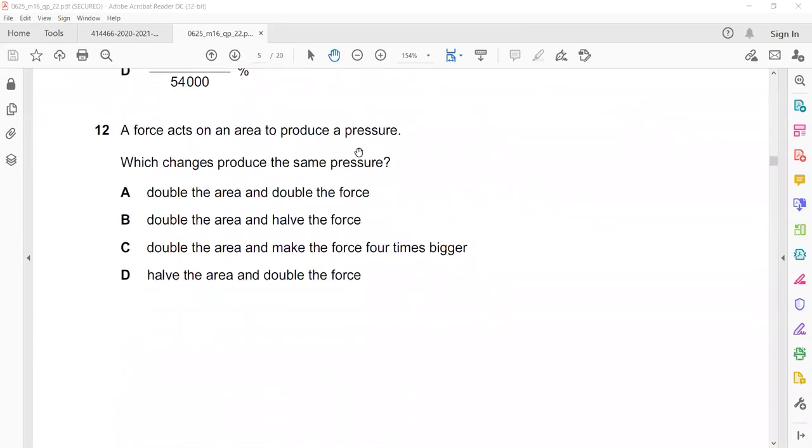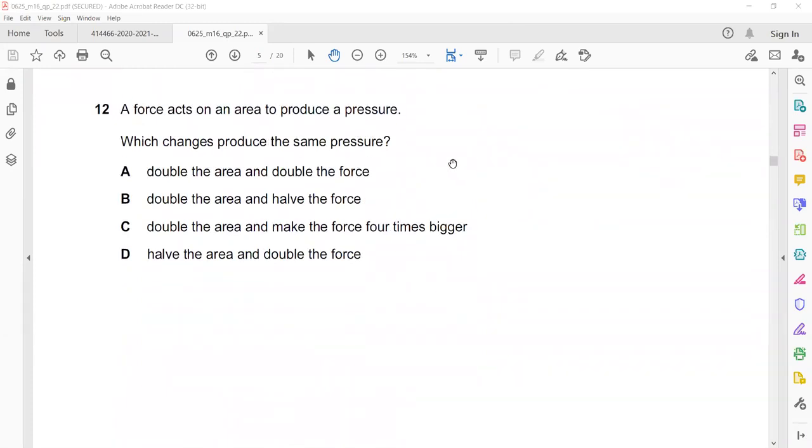Question 12. A force acts on an area to produce a pressure. Which changes produce the same pressure?